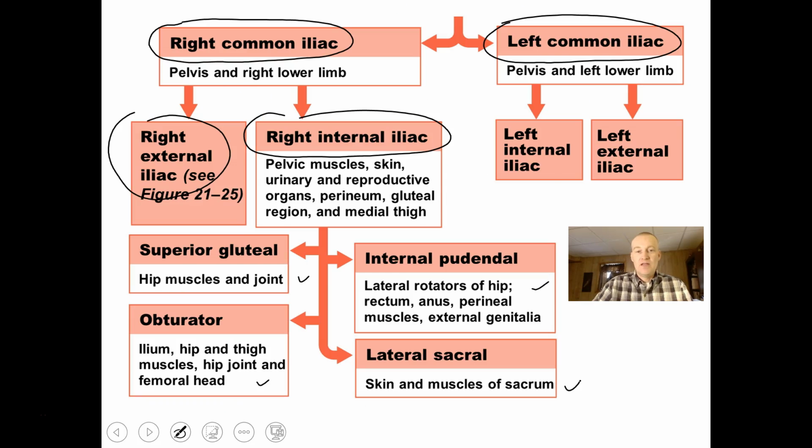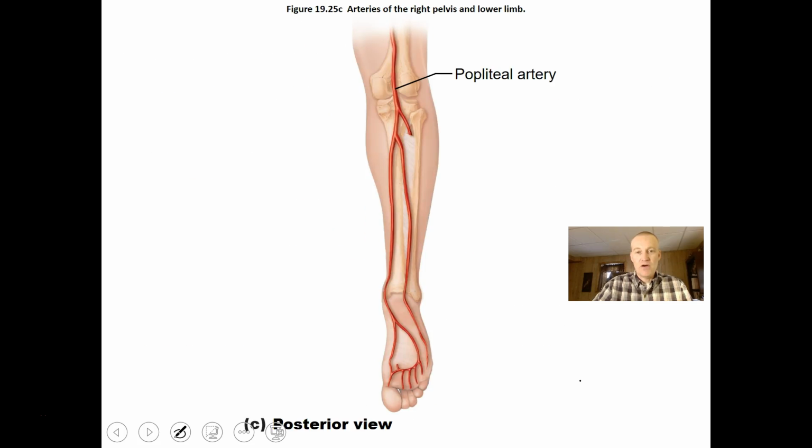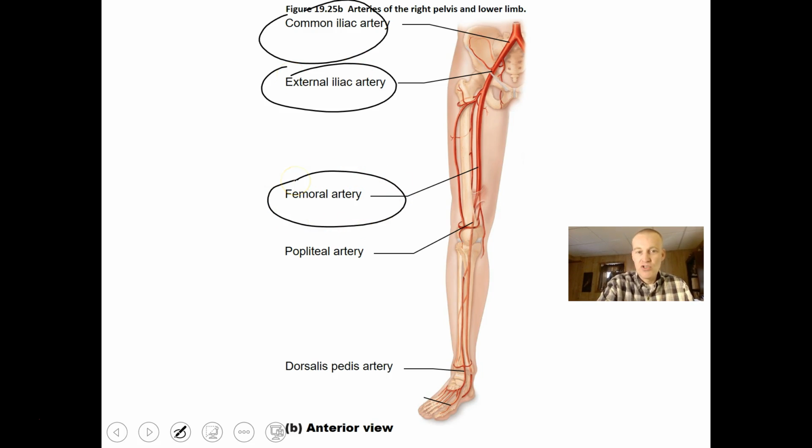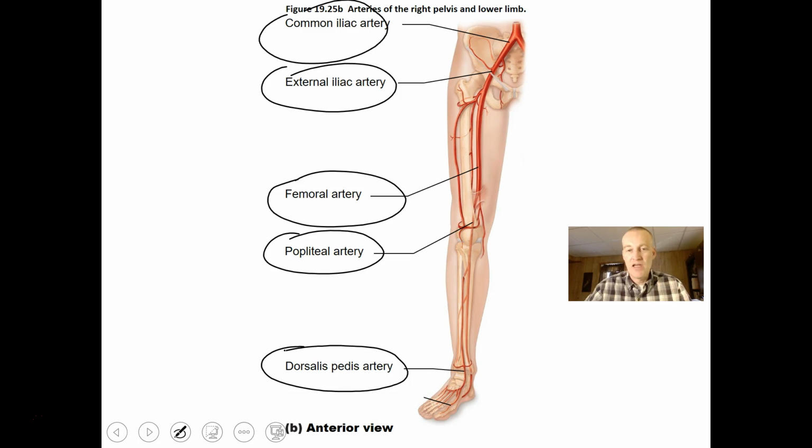And eventually those particular arteries, so the common iliac will eventually form the external iliac, which will eventually merge into the femoral artery, which is a major artery, the popliteal artery, and the dorsalis pedis. This is kind of a sequence down the midline of the leg that you could go through.